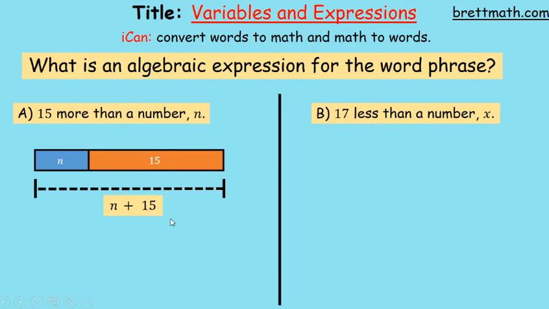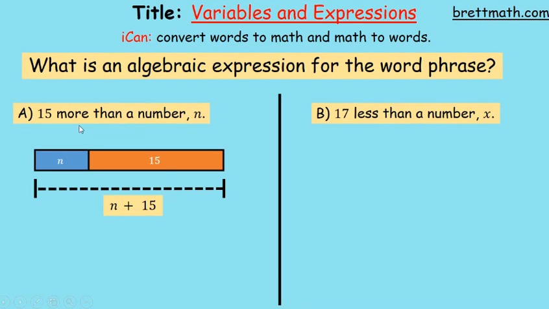Nice and easy. Okay, the next thing we're going to look at is question B. So we've got 17 less than a number x. Again, we can use any letter. That x is our question mark. It's nothing to be scared of. And we're going to draw it out.